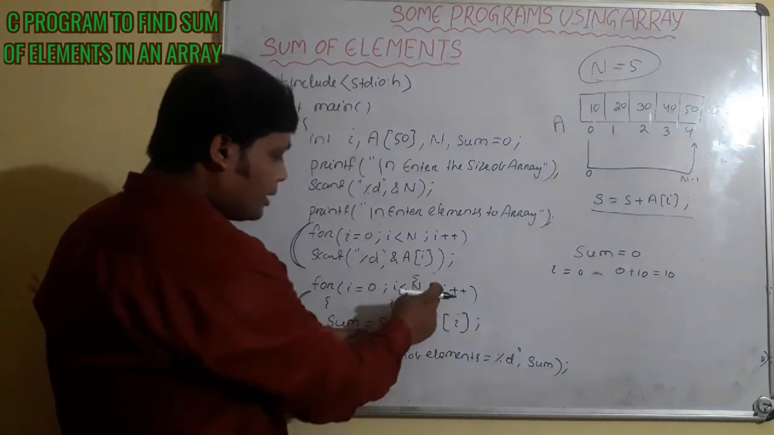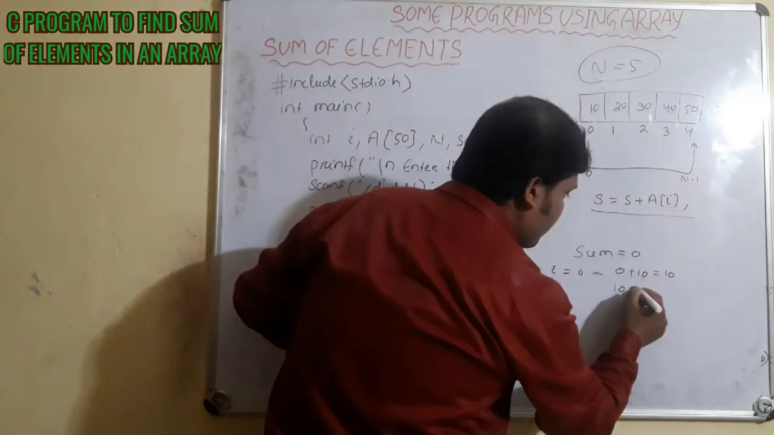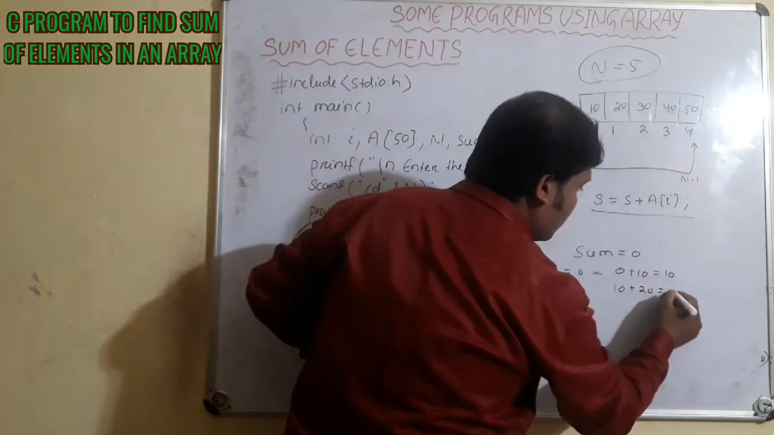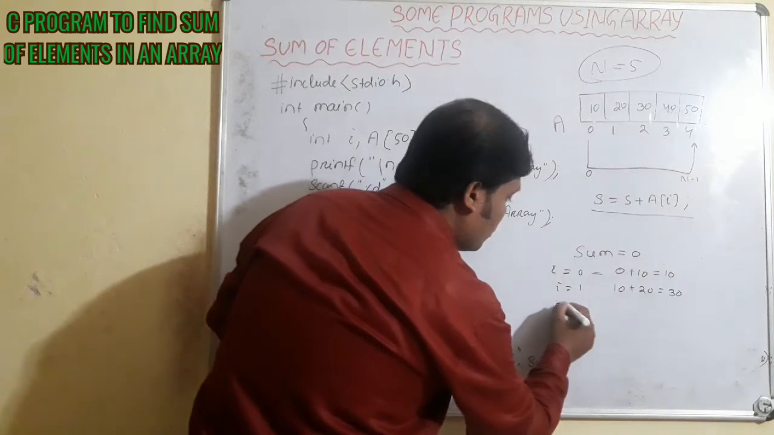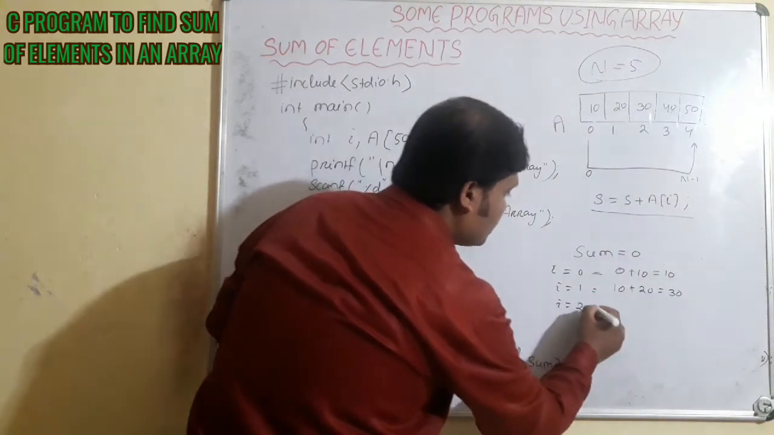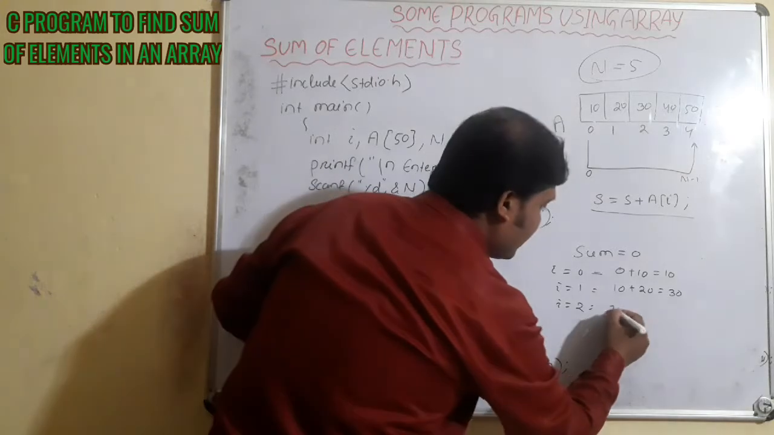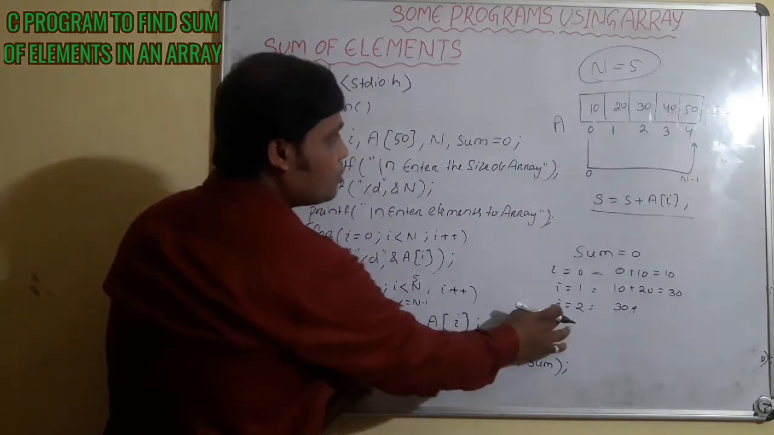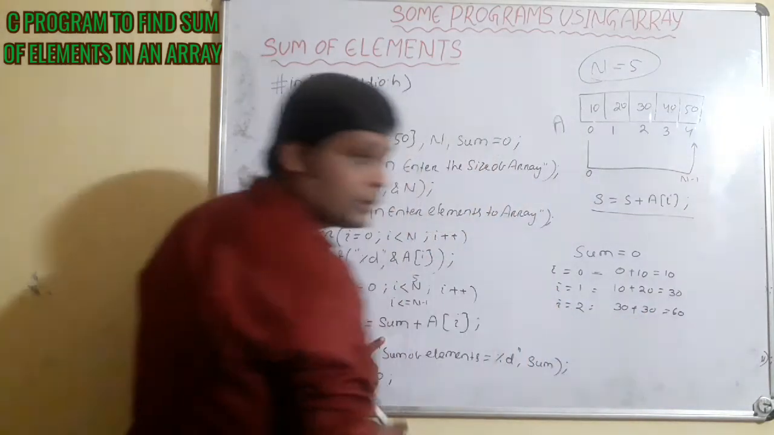Then when i will be 1, this sum is previously 10. 10 plus a of 1. a of 1 means 20. This will be 30. This is for i equal to 1. When i equal to 2, what will the sum value be? Sum value is previously 30 plus a of 2. i value is 2. a of 2 is 30. This will be 60. Clear?